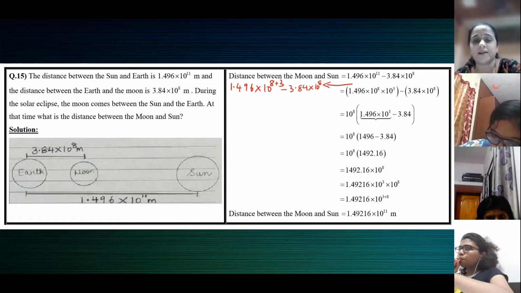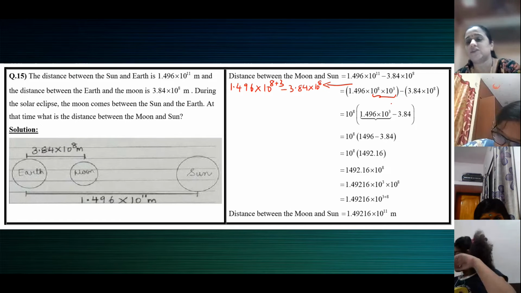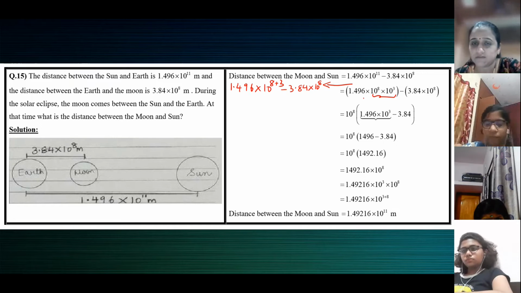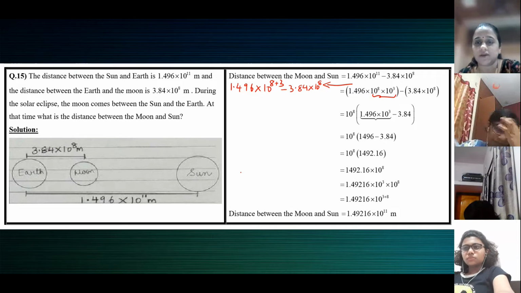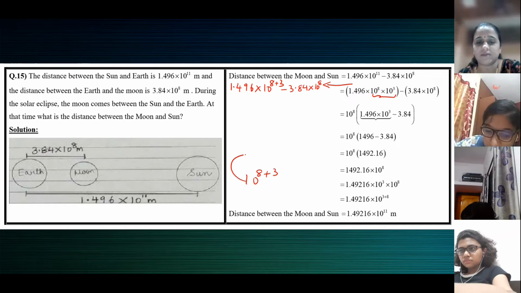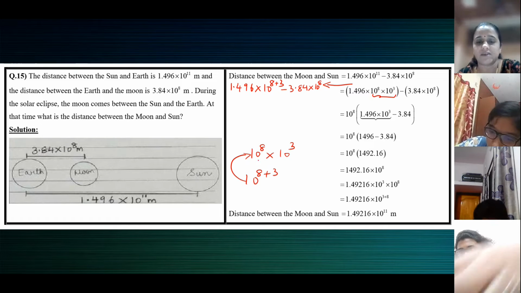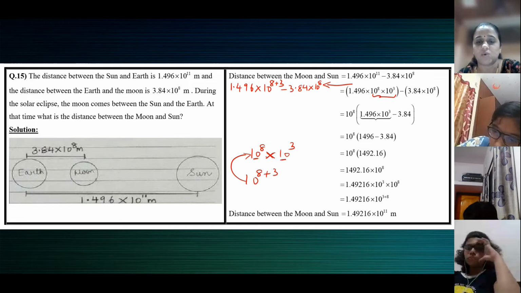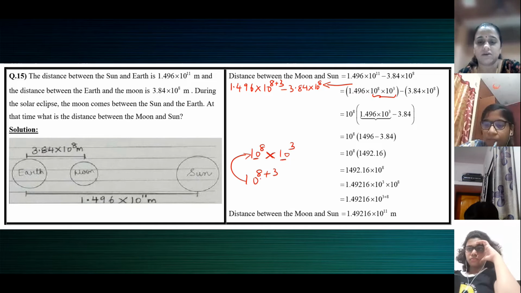Then the next step: 10 to the power 8 plus 3 is written as 10 to the power 8 into 10 to the power 3. I've explained this in a few sums earlier. Bases are the same, 10, 10. It's multiplication, so we add the powers, 8 plus 3.